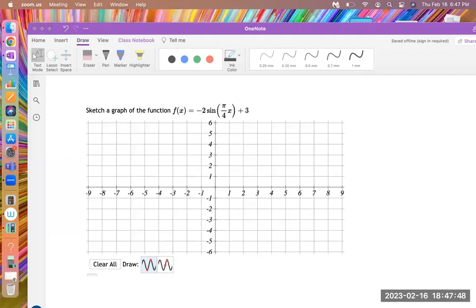Graph of the function f of x is equal to -2 sine(pi over 4 x) plus 3. One quick note here: because there is a -2 in the front, this is going to be reflected across the x-axis.